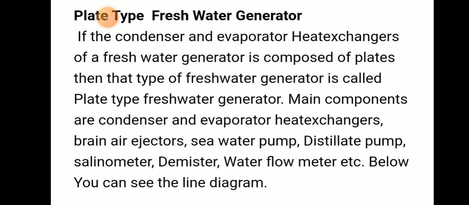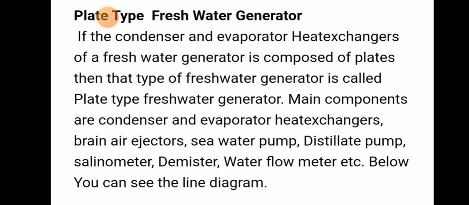Okay, plate type freshwater generator. If the condenser and evaporator heat exchangers of a freshwater generator are both composed of plates, then that type of freshwater generator is called a plate type freshwater generator.